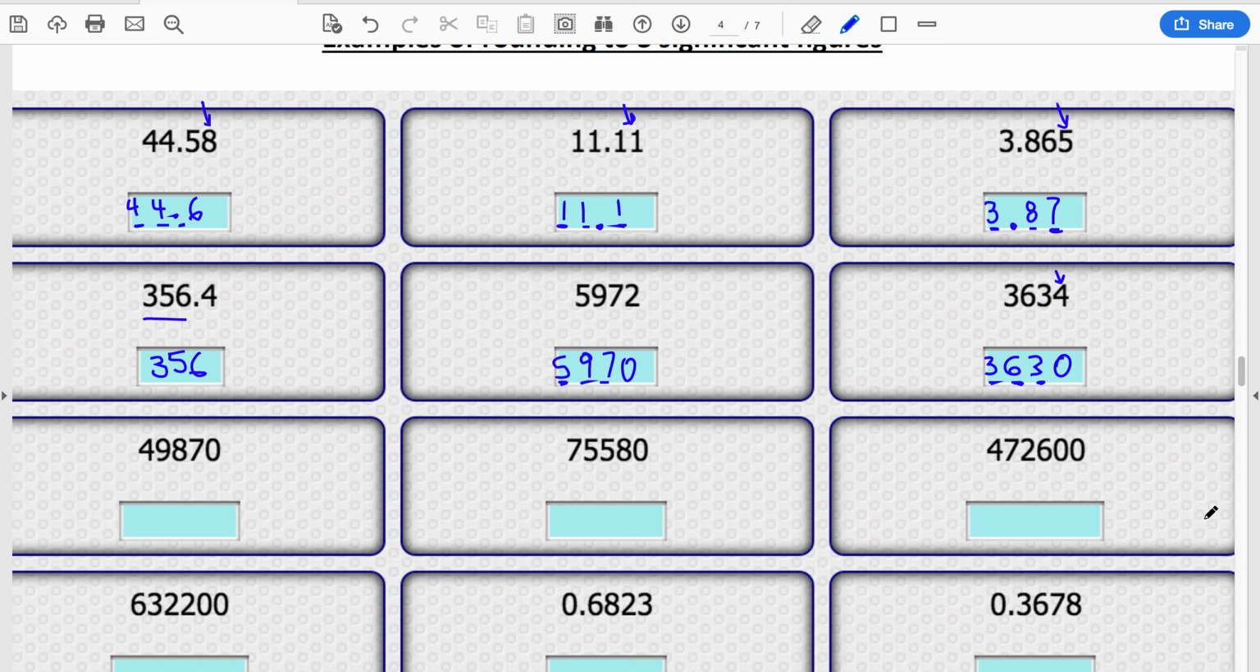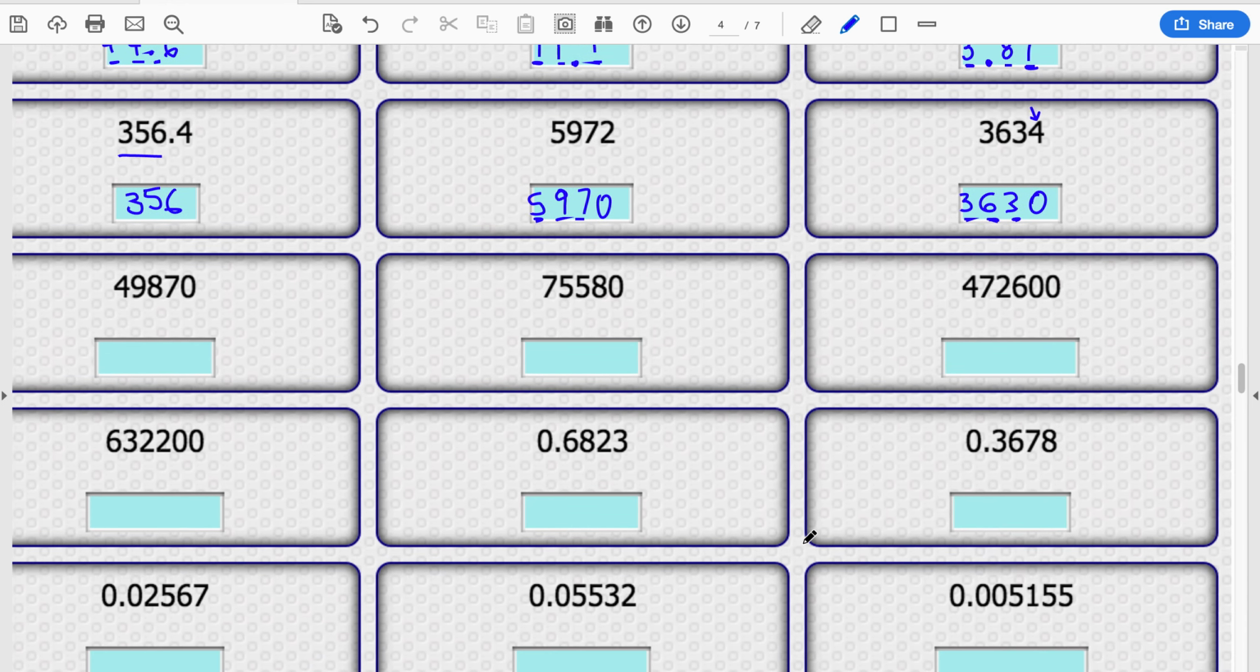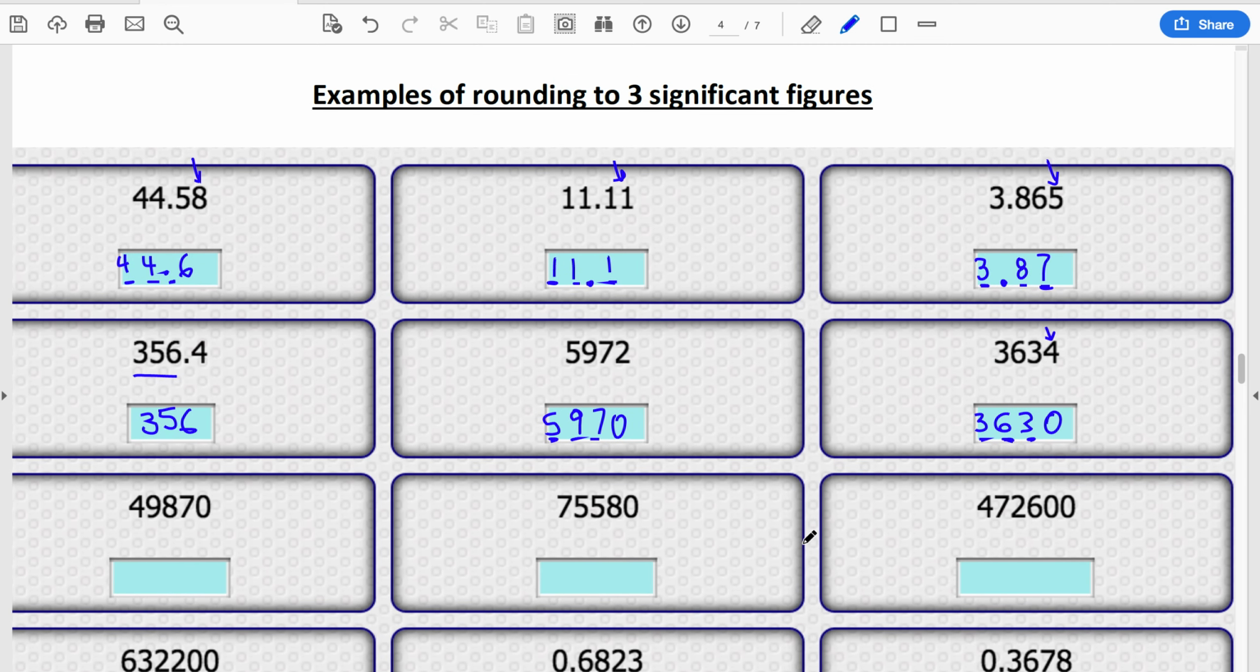I'll leave it there, ladies, so that you can continue and you can have a go at these other examples underneath. But like I said, I would like you to correct your work and then just put a little note next to any that you are stuck on, that you're not sure about, so that we can look at them together in our next lesson.